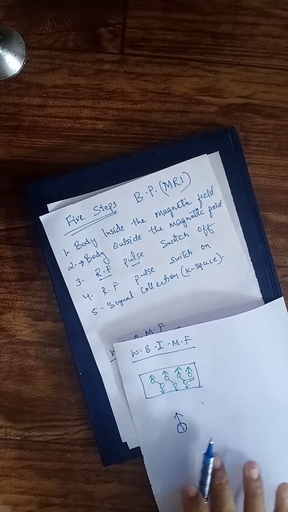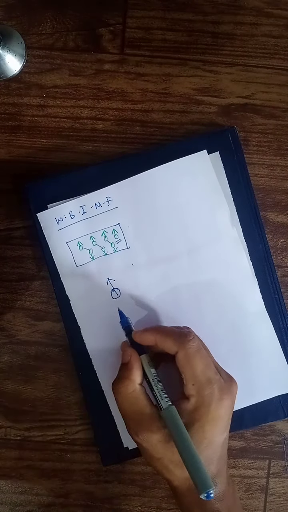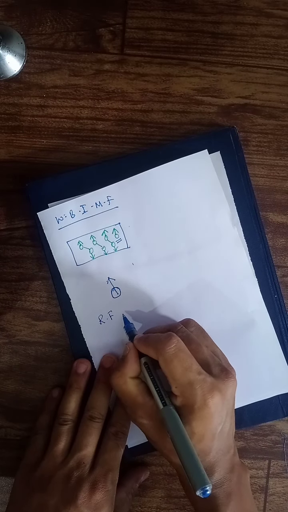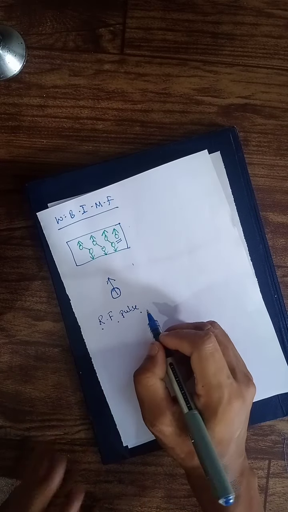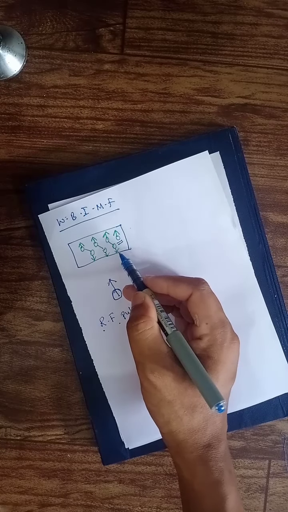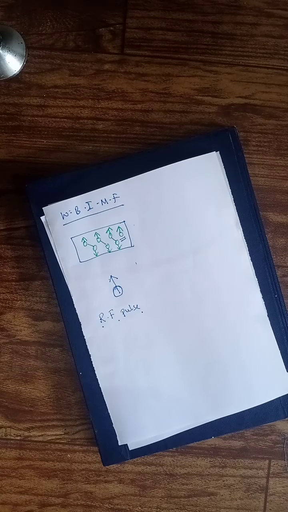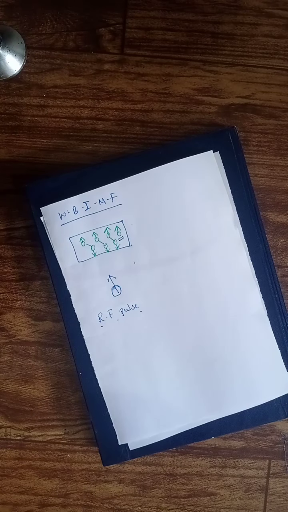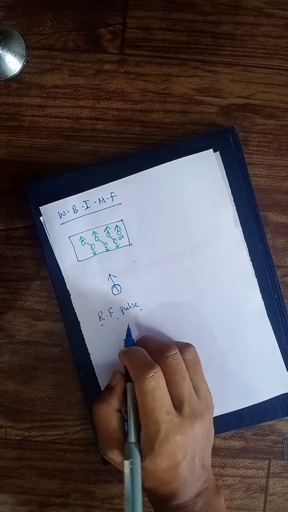You might be confused with the short form RF. The full form is radio frequency pulse. So what happened? Till now we have not yet started the procedure. It's just you're placing the body inside the machine and things are happening. All this happens before giving the RF pulse. Now the main magnetic field will be applied by this RF pulse.